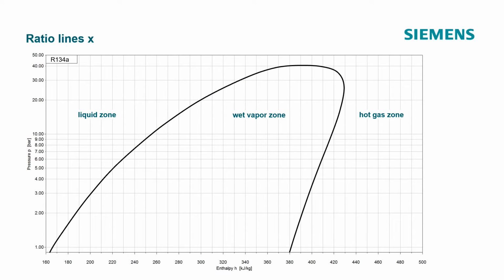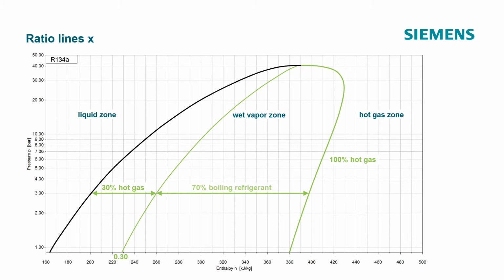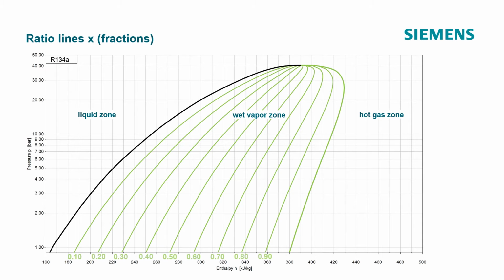Ratio lines. Wet vapor is a mixture of boiling liquid and saturated vapor. The ratio lines allow us to determine the proportions of gas and liquid in the wet vapor zone. The saturated vapor line separating the wet vapor and hot gas zone can be referred to as 100% hot gas. In the same manner, ratio lines with other constant percentages of hot gas exist within the wet vapor zone. For example, at the ratio line of 30%, the mixture consists of 30% hot gas and 70% boiling refrigerant. The ratio lines are usually drawn in steps of 10%. The axis for the ratio lines, however, will be shown between 0 and 1 with steps of 0.1.